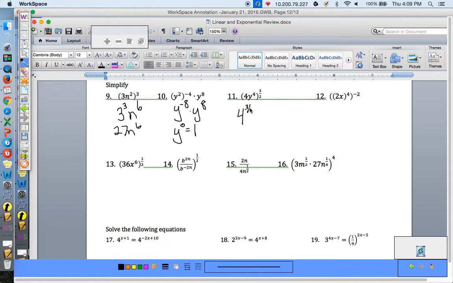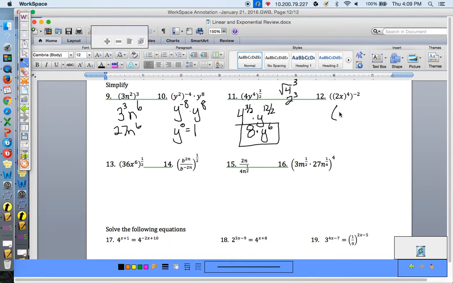4 to the 3 over 2 power times y to the 12 over 2. Well, this is y to the 6th, but we can simplify this. Remember, the bottom is the root, so what's the square root of 4 cubed? Well, that's 2 cubed, so that's 8.